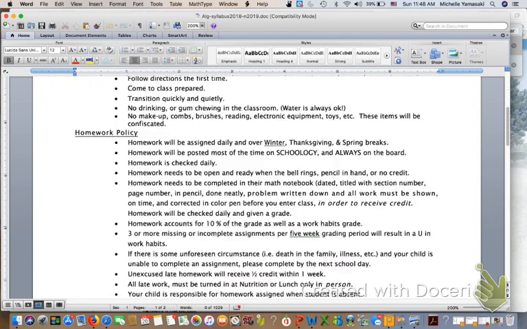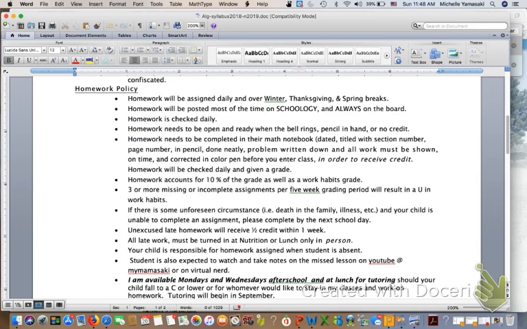Okay, let's jump right to homework policy. Homework will be assigned daily and sometimes over winter and Thanksgiving and spring break. It depends on where we are. Sometimes if we are ahead, I don't have to, and other times if we're falling behind and I need them to study for finals, I might assign them something. Homework will be posted most of the time on Schoology, but it will always be on the board. We check homework daily.